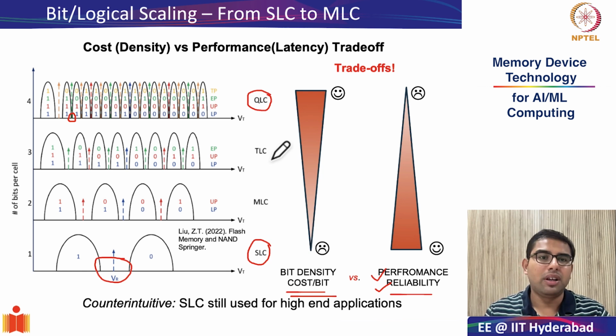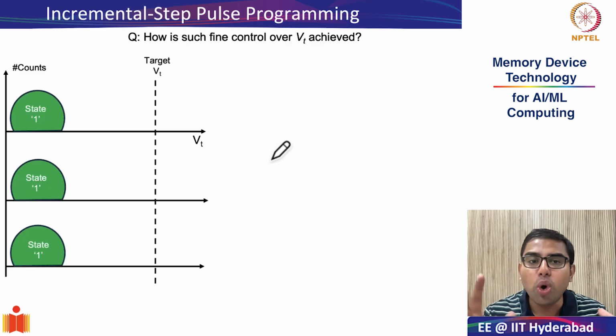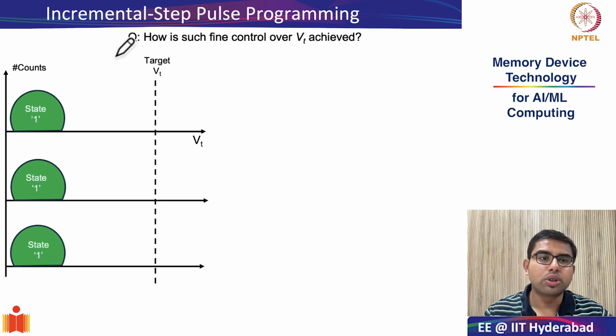How do you achieve such fine control over VT to program these QLC, TLC and MLC? Just like read process becomes complex, even the program process, which is used to gain fine control over VT so that you can cram in more number of bits or more number of states within the same cell, is also a very interesting process. And this process is called incremental step pulse programming. So let us understand incremental step pulse programming with a very simple use case.